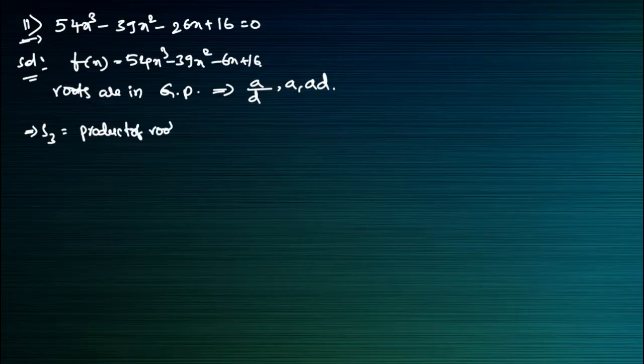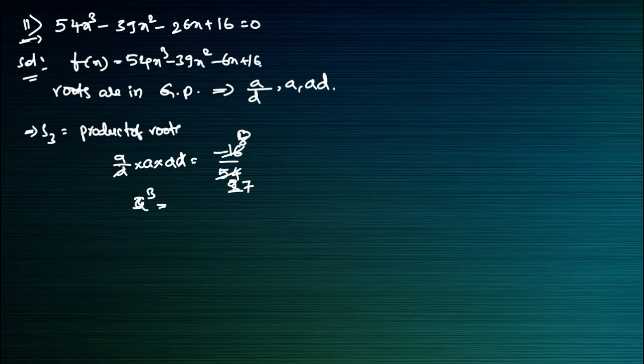Product of roots will become a by d into a into ad here, so the d's will get cancelled. So ad is equal to what will come here? Minus 16 by 54 will come here. If you cancel, 8 2s are 16 and 8 3s are 24. 8 2s are 16, so here 8 is not going, so it will become 2 8s and 2 27s are 54 here. So it will become 3 8 a into a cube.